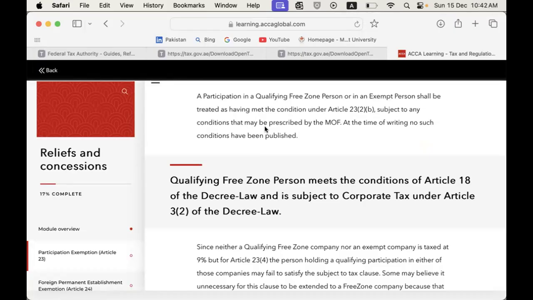What was this article about? If a UAE taxpayer holds 5% or more equity or right to receive profits or right to receive liquidation proceeds, then that dividend that comes to that UAE company or that liquidation proceed or capital gain that comes to this UAE company will be exempt. That is the intention of this article.